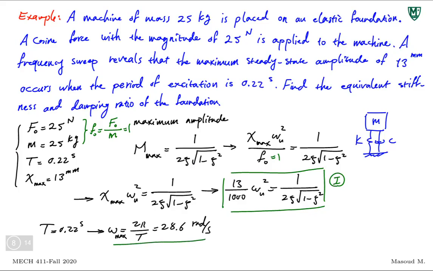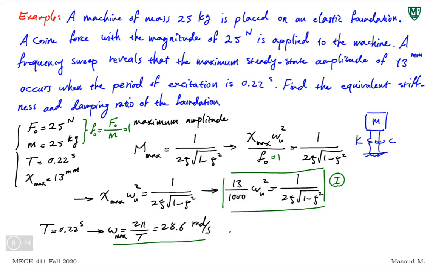I got omega max too, but still, it's not that helpful. The equation I have has omega n and zeta in it, two unknowns, and neither of those I know. So what do I do next? Well, I don't know omega n, but I know omega.